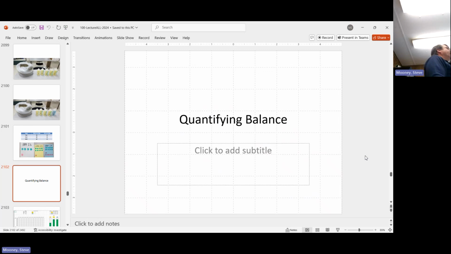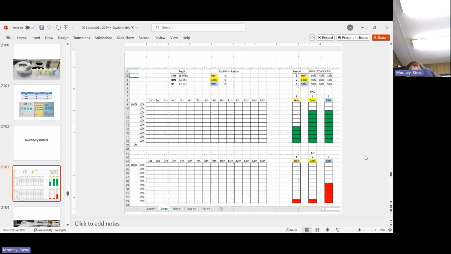So can we be a little bit more quantitative than this just visual representation? This spreadsheet is up on Brightspace. So we're starting with the givens in our balancing. We have our requirements listed up here: 15 pounds of dry matter intake, 8 pounds of TDN, 1.9 pounds of crude protein.